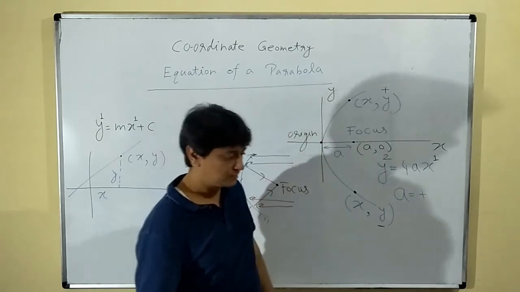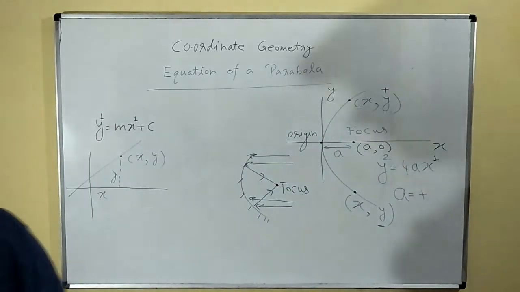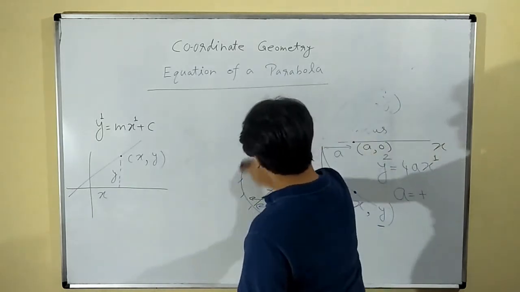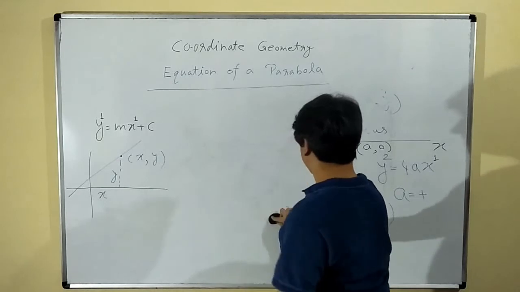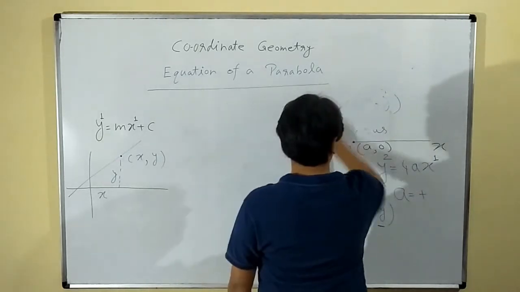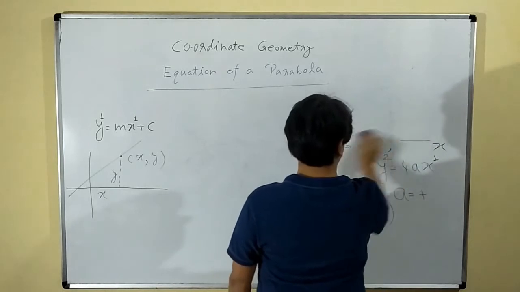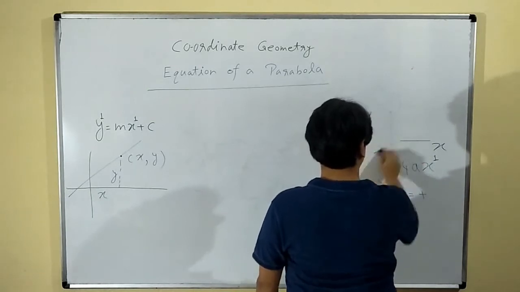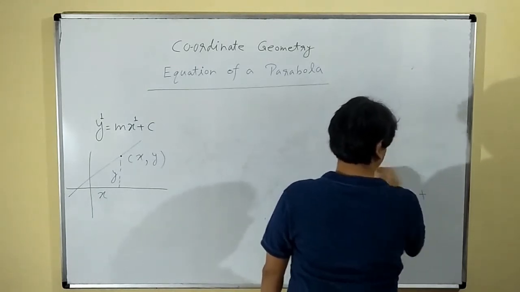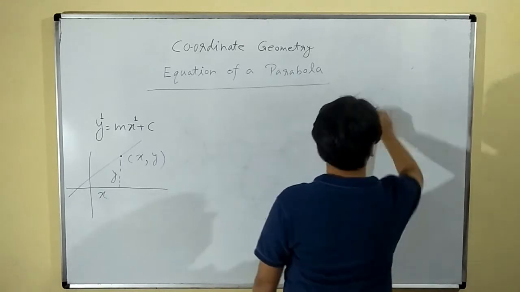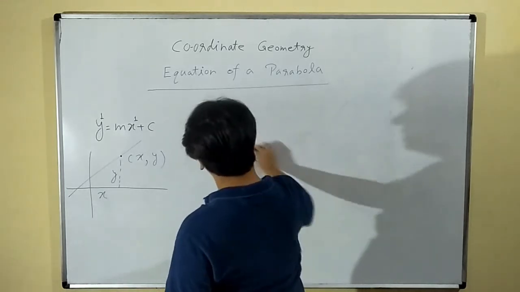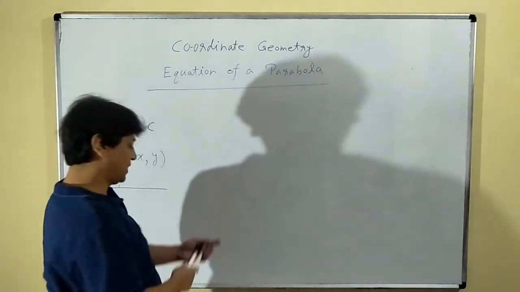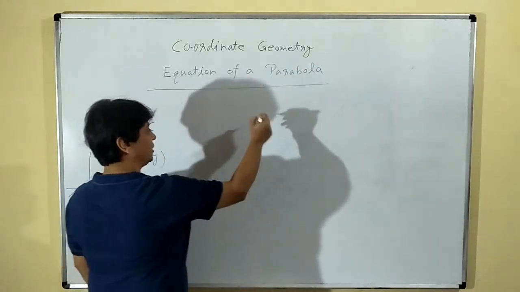Let's discuss the whole thing in this form. Suppose we draw this parabola not towards x-axis, but let's say towards minus x-axis. Then it will be easier for us to understand what is the difference between taking value of a positive or taking value of a negative. Look here.